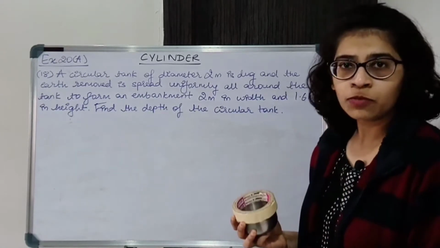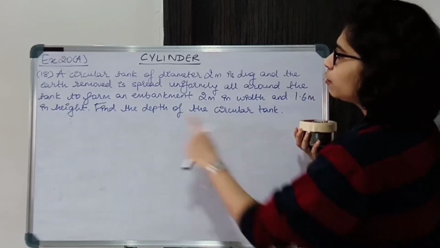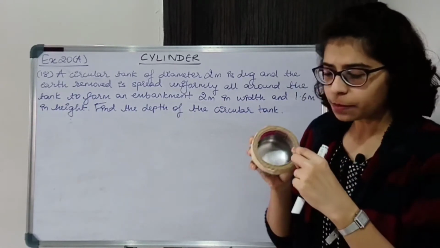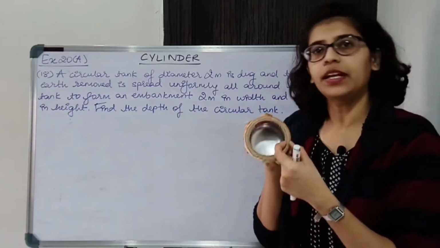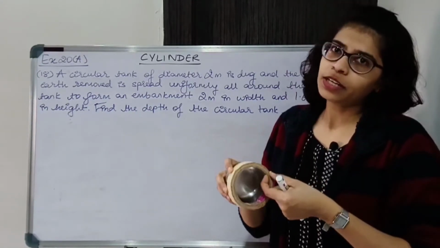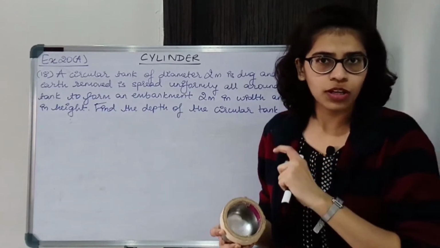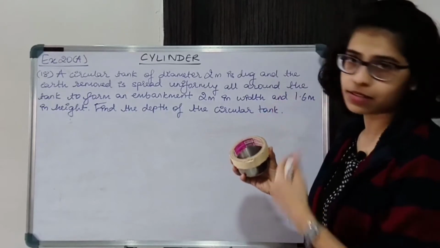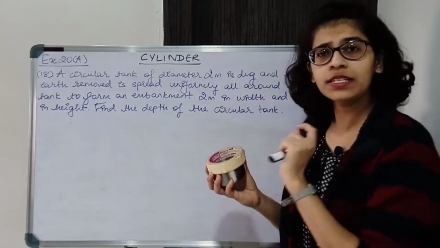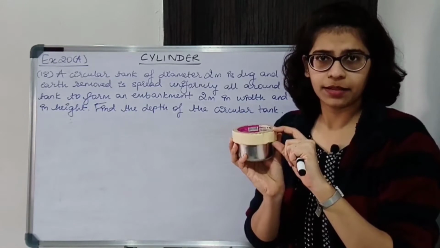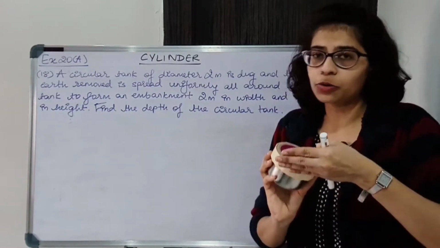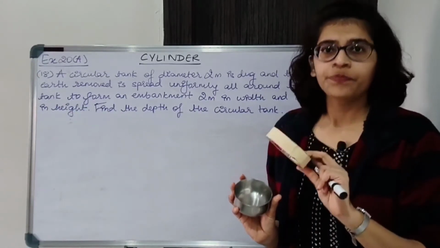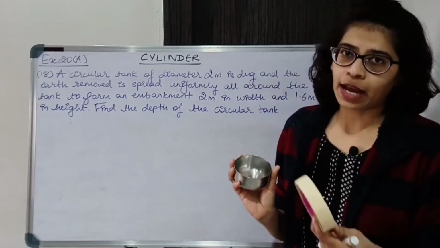And for the embankment, what are we given? We are told that it is 2 meters in width. What does 2 meters in width mean? The width will be this much, that is 2 meters. We know the formula for width is capital R minus small r, that is 2 meters. Okay, and 1.6 meters in height. The height is also given. What is missing is either the outer radius or the inner radius, to find the volume of this. You need either small r or capital R.